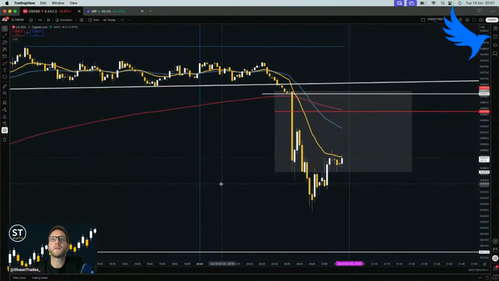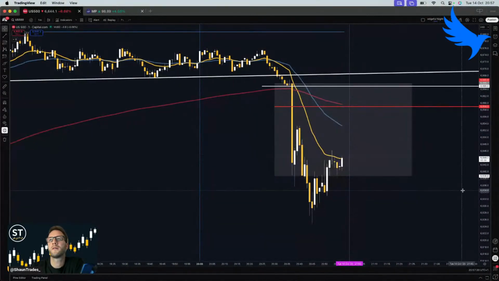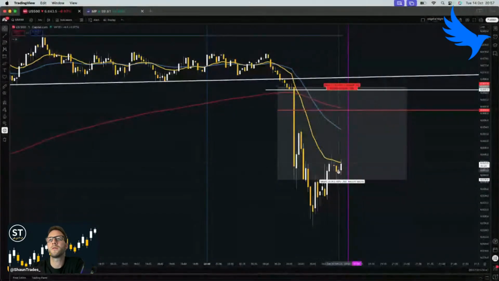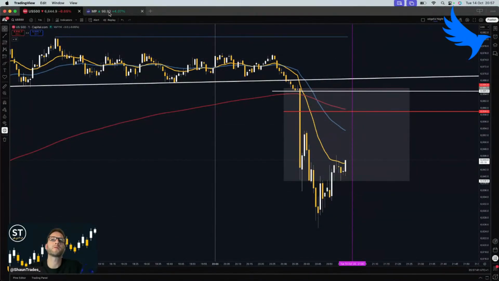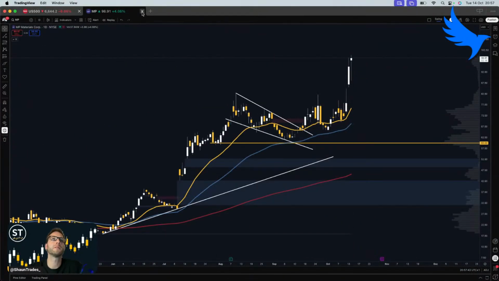Yeah, see that. It's at the 20 moving average as resistance on the 1 minute. Could see this easily push down. I'm not trading that though. Way too fine.